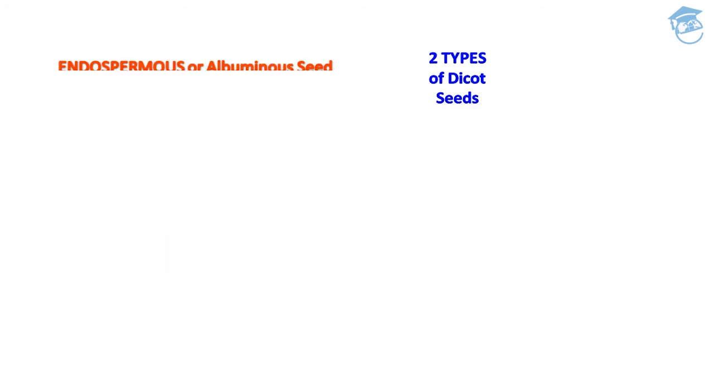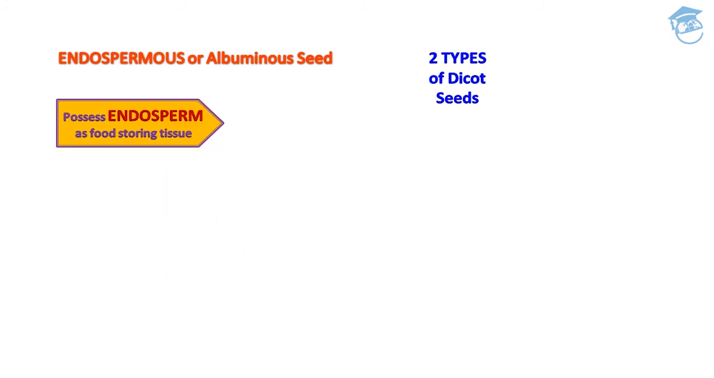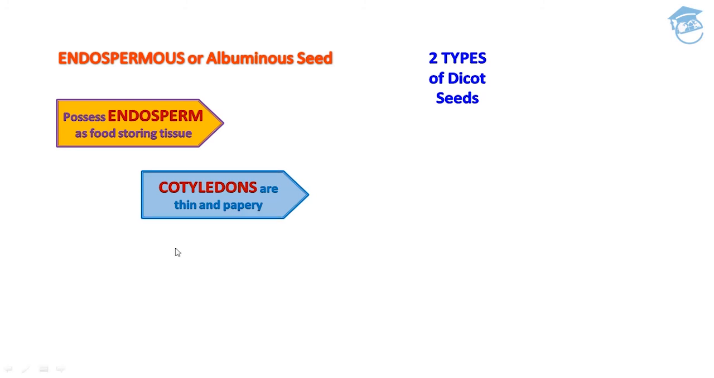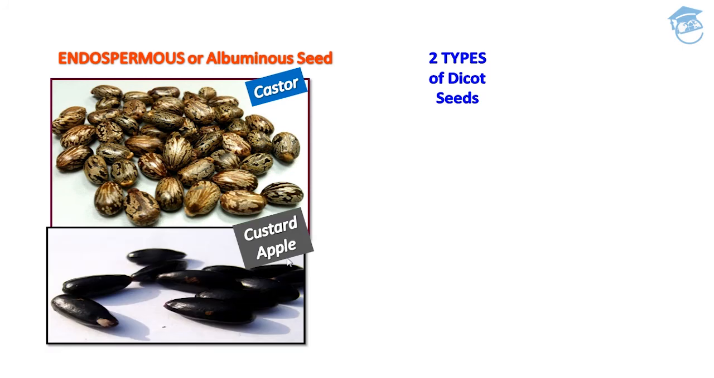So two types of dicot seeds are found. One is the endospermous seed, also called albuminous seed, which possesses endosperm as the food storing tissue, and the cotyledons are thin and papery. Examples of this seed are castor and custard apple, that is sharifa.